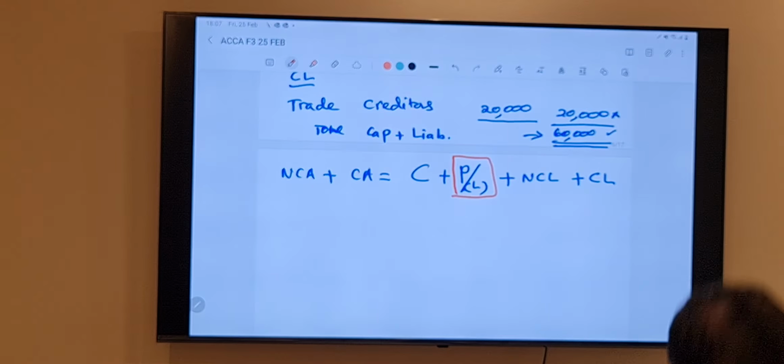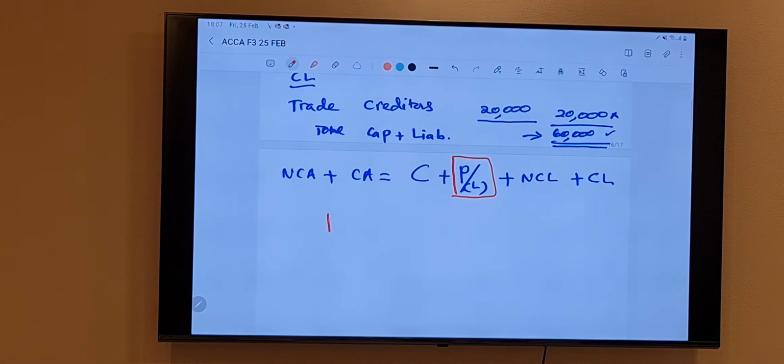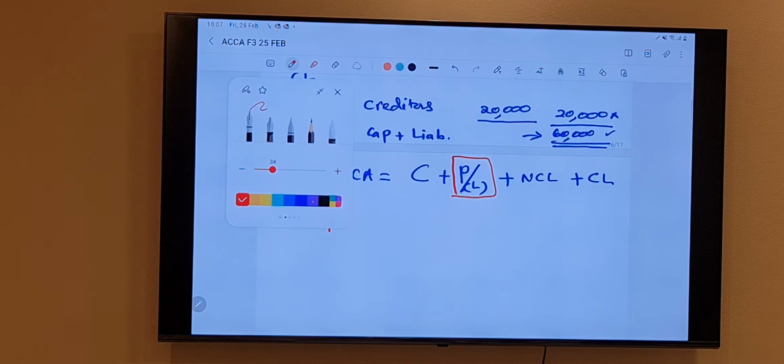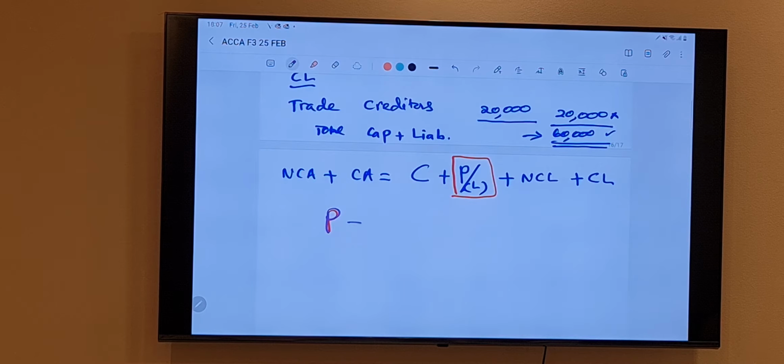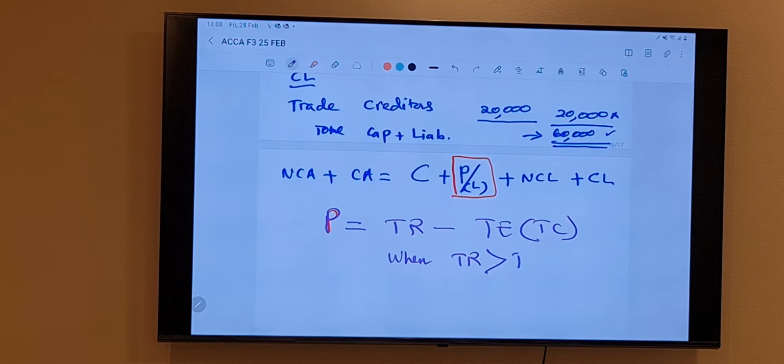Understood. So, in equation I can write, profit is equal to total revenue minus total expense. Sometimes some books write total cost. You could use either total expense or total cost. So, when TR is greater than TE, that is a very important condition.